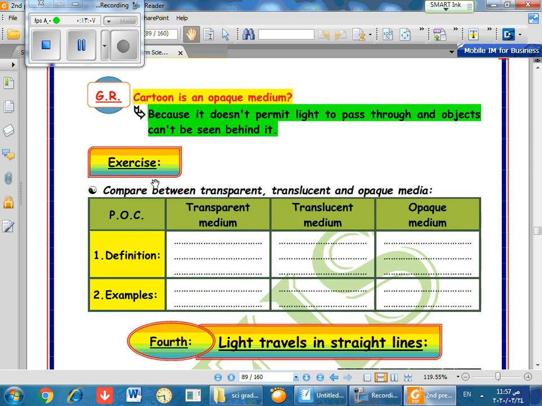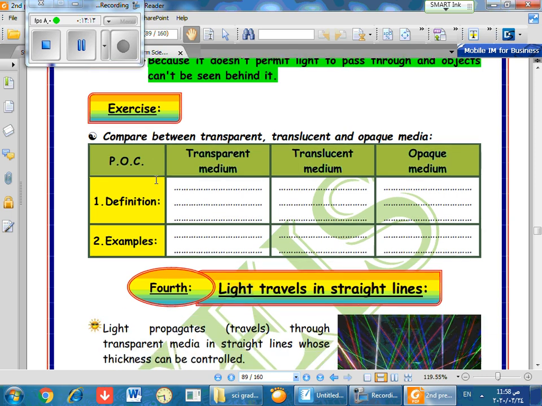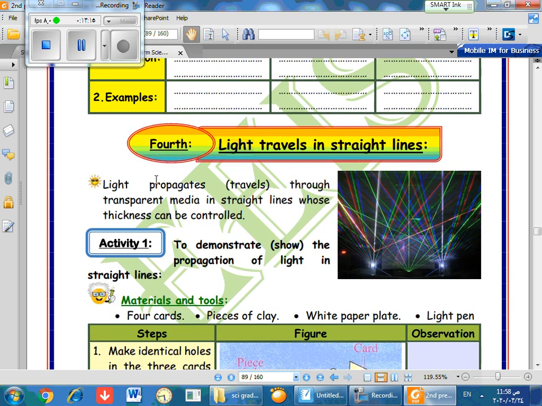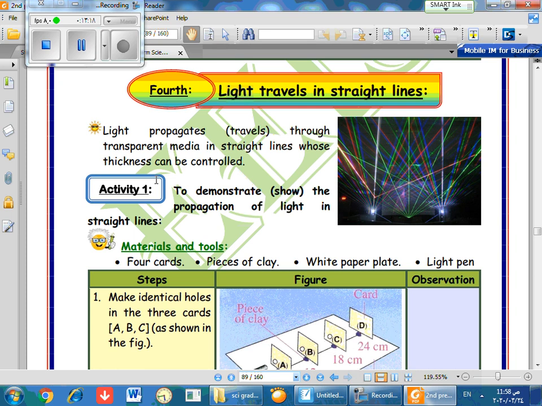Carton is opaque, and milk is an opaque medium because it doesn't allow light to pass through it. The fourth property of light is that it travels in a straight line. It means it can't pass in a curved line or a zigzag line.